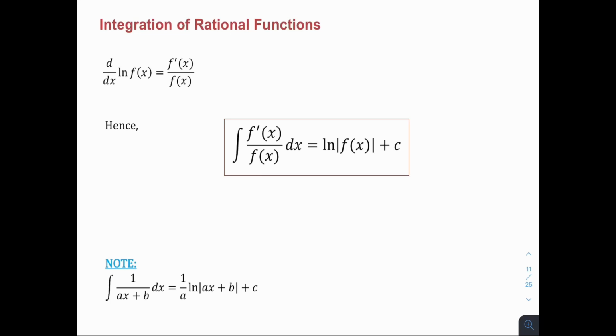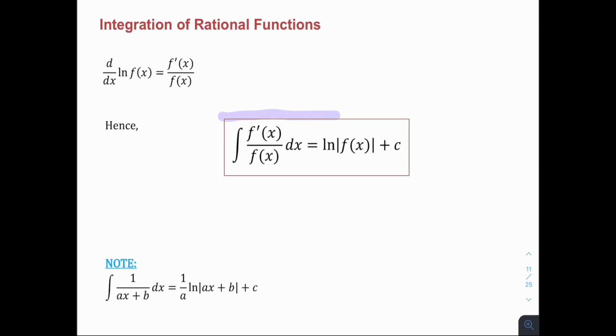For today's lesson, I'm going to teach you about integration. For your information, in the A2 syllabus, there are a lot of different types of integration that you need to know. So for today, I'm going to focus on this type, the integration of rational functions.